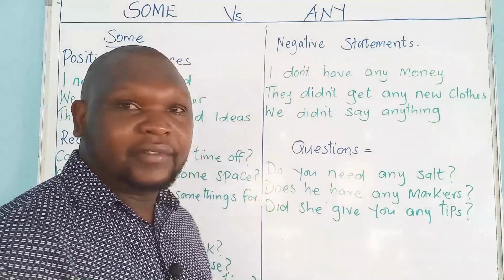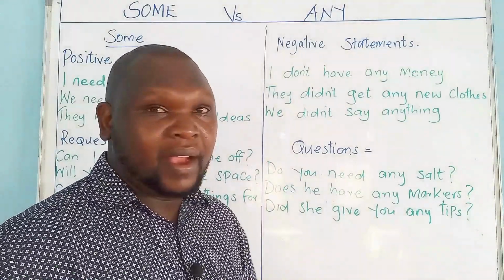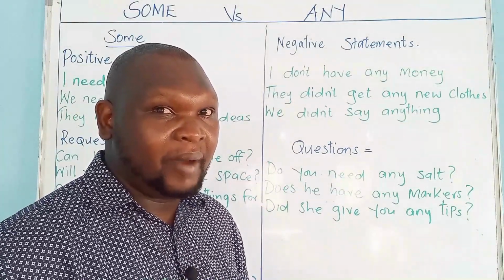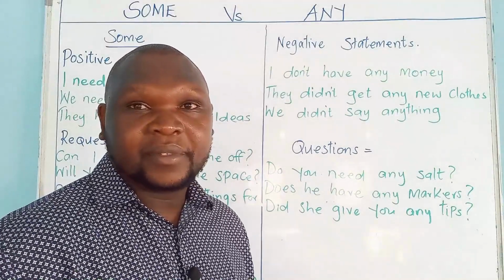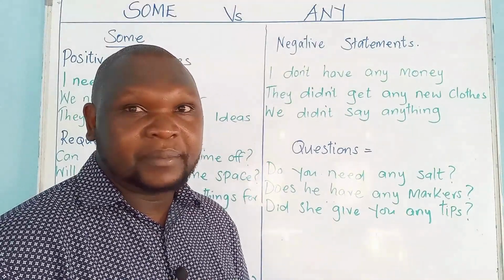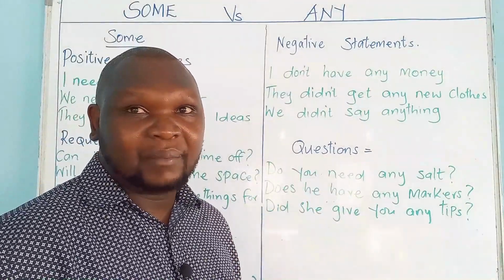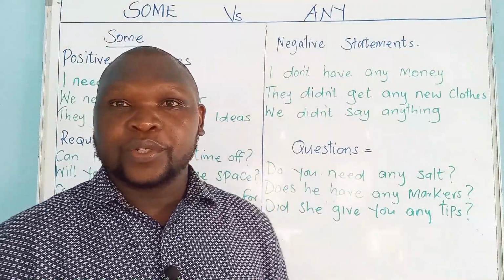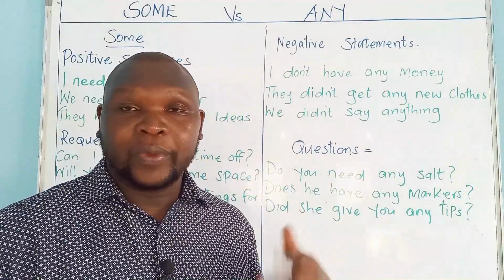And then we have the next example here. Does he have any markers? And the last example, did she give you any tips? So this is how we use any and some. Don't forget that we use any with negative statements and also with questions.